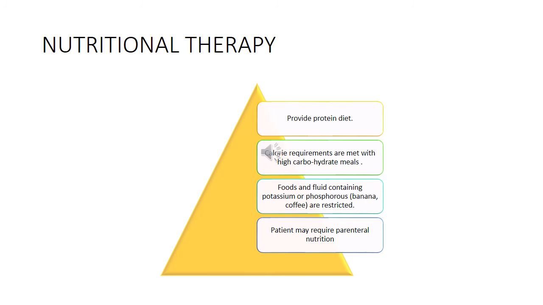Then we have to provide a protein-rich diet, and calories are required to meet the needs, with high carbohydrate meals, since using carbohydrate has a protein-sparing effect. So food and fluids containing potassium and phosphorus, like banana and caffeine, should be restricted, and the patient may require parenteral nutrition.